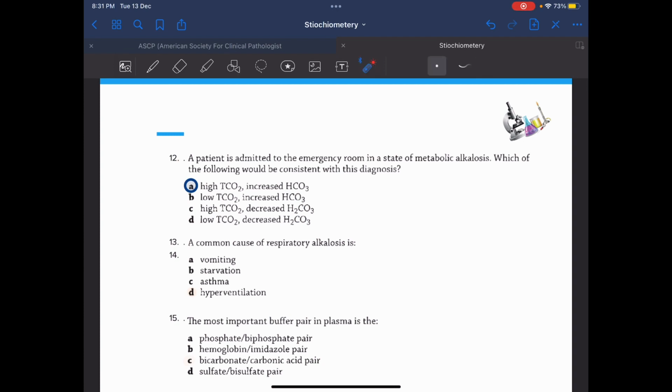Question number 13. A common cause of respiratory alkalosis is vomiting, starvation, asthma, or hyperventilation. The correct answer is hyperventilation.